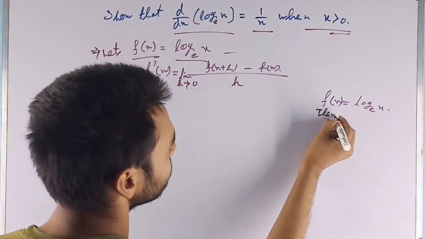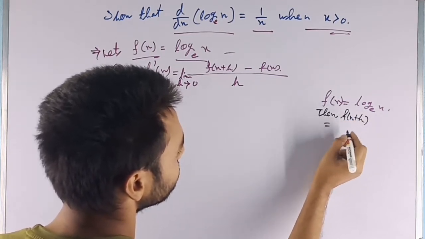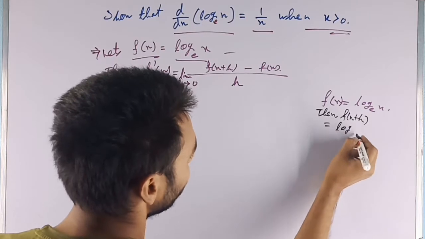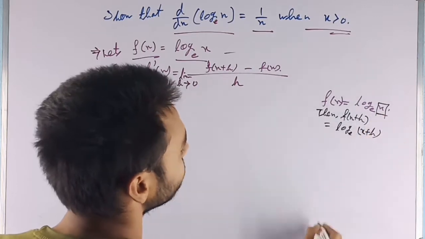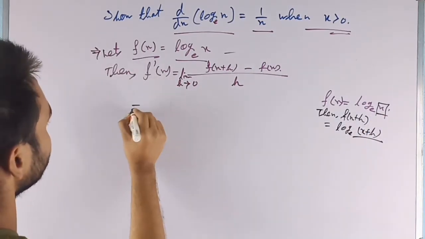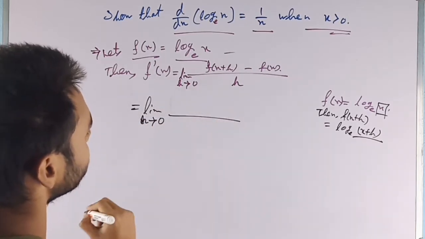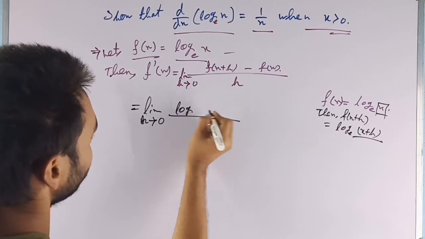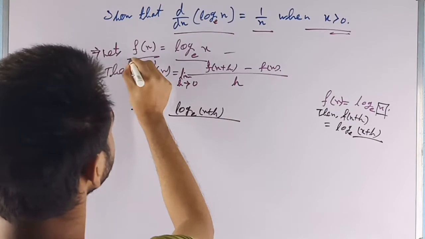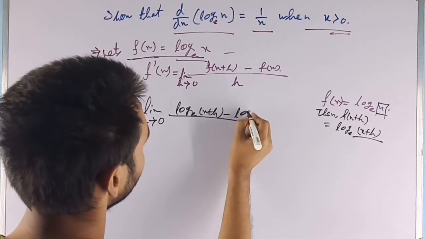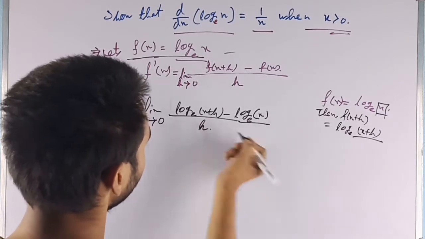Now f of x plus h equals log base e of x plus h, since x becomes x plus h. Therefore the limit as h tends to 0 of log base e of x plus h, minus log base e of x, and the denominator is also h.